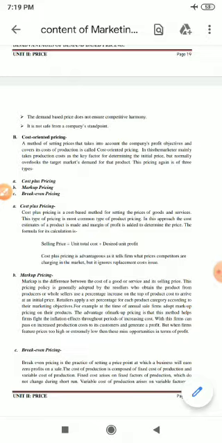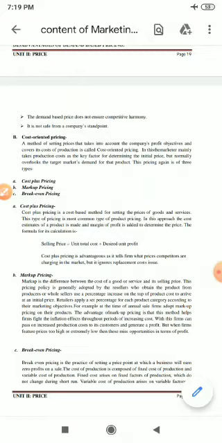Cost oriented pricing. Before setting the price, they take the company's profit objectives into account and what it covers in its cost of production. This is known as cost oriented pricing. Here they mainly take the cost of production, that is production cost, as a key factor for determining the initial price. And this pricing again is of three types. One is cost plus pricing, second one is markup pricing, and third one is break-even pricing.